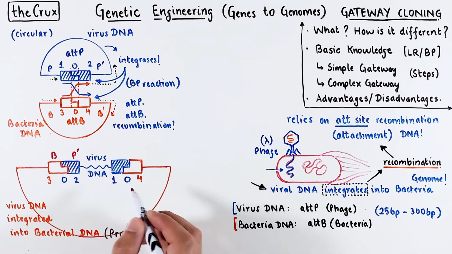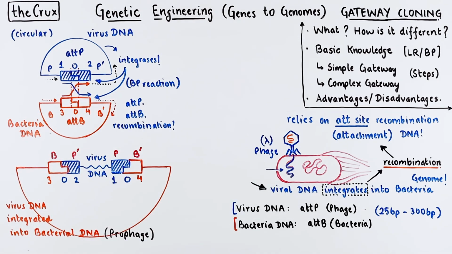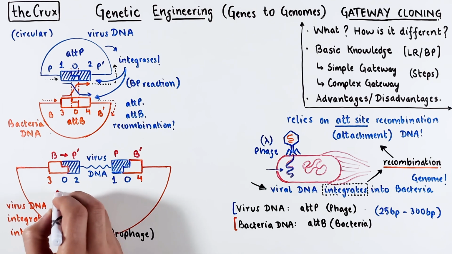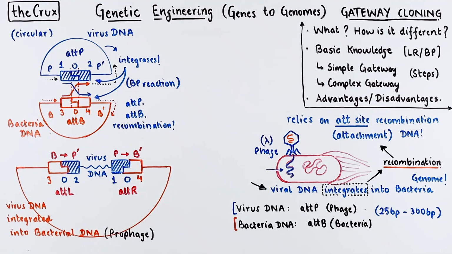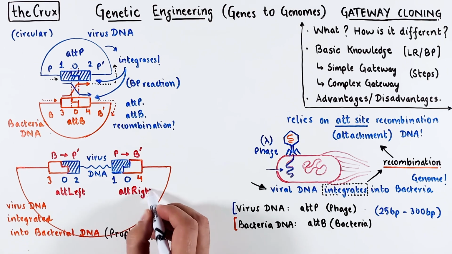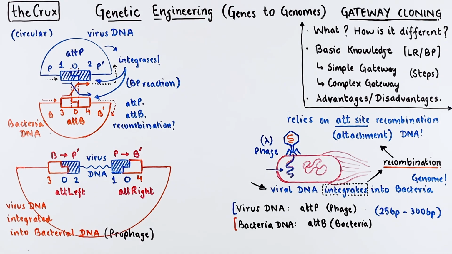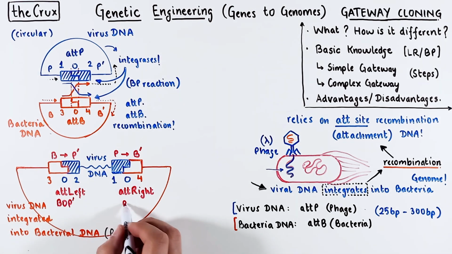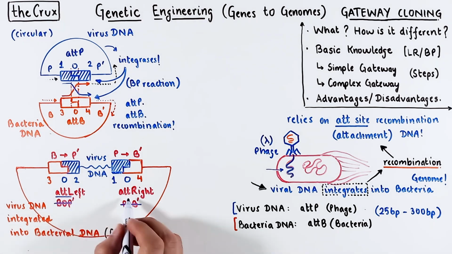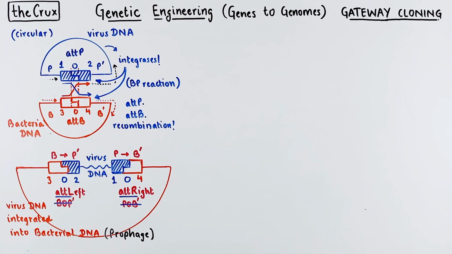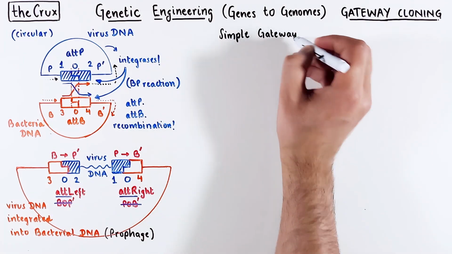Also, just to get back to these chimeric BP sites, this BP site is called attL, and this PB site is called attR. These stand for left and right. You may come across some old literature that calls them BOP or POB, but I will use attL and attR terminology. Now that we understand this, let's look at a simple gateway cloning.